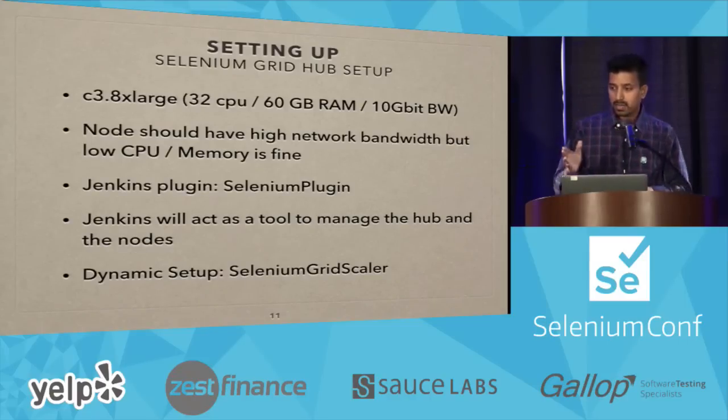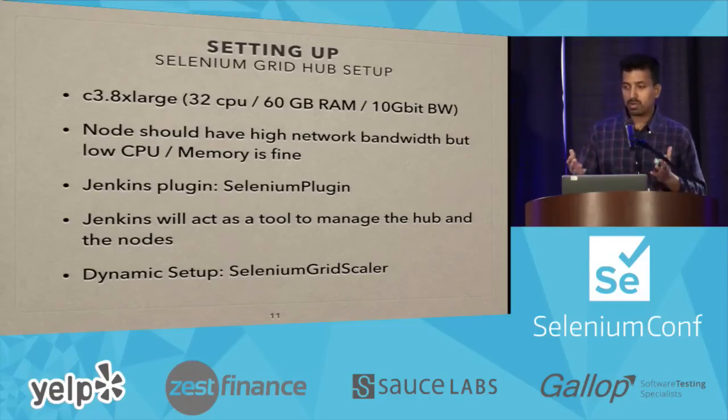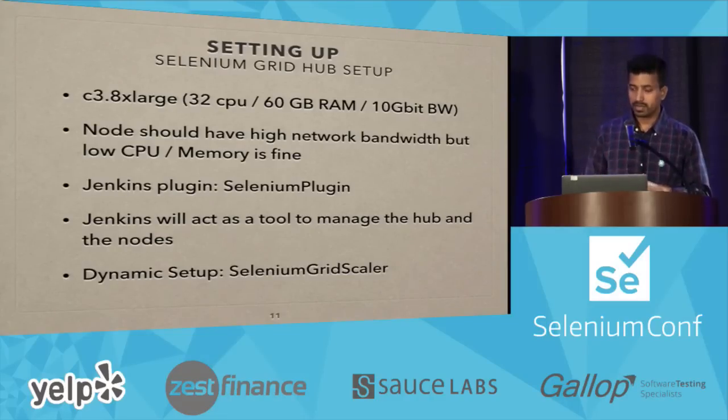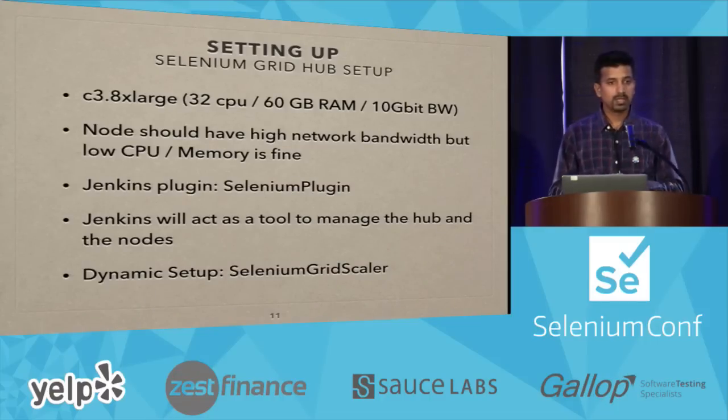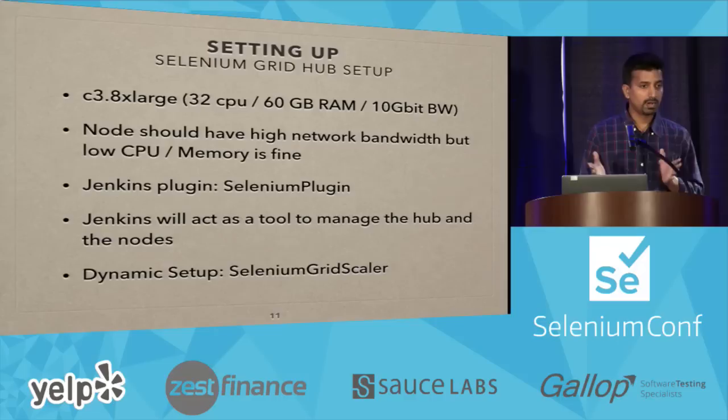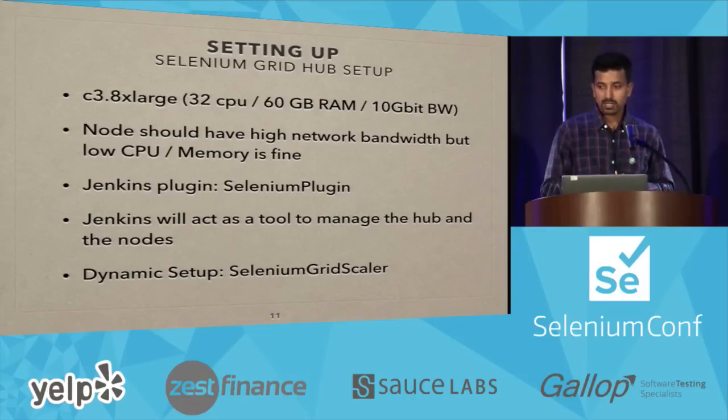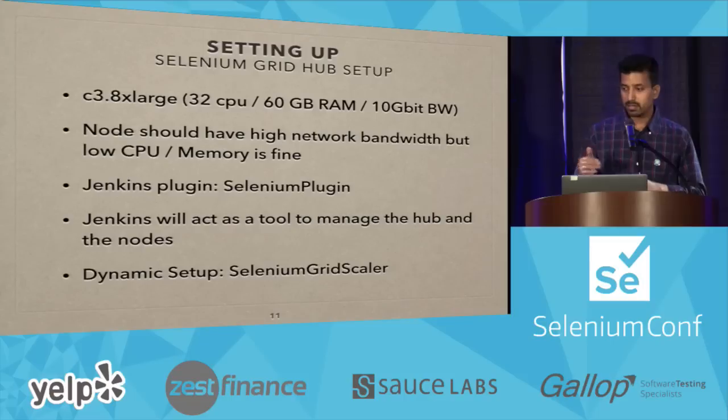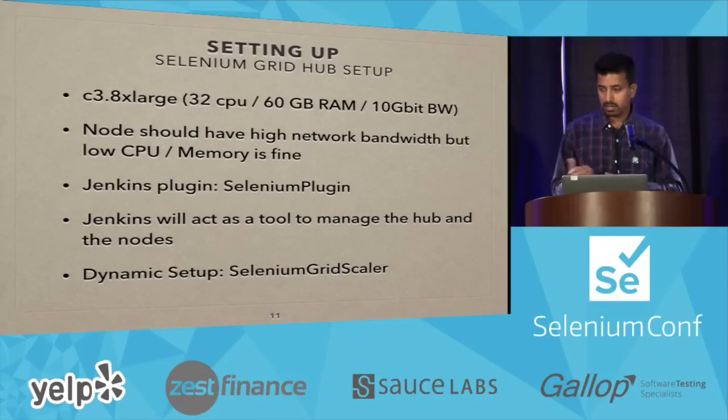Setting up the Selenium Grid Hub, again, and how this is set up in AWS. After lots of trial and error, I found that the C3 8xlarge, which is 32 CPU, 60 GB RAM, 10 gigabits bandwidth, is the box to choose for Selenium Hub. The reason is that the node should have high network bandwidth, but low CPU and memory is fine. I will discuss why we need a high bandwidth node for the Hub later.